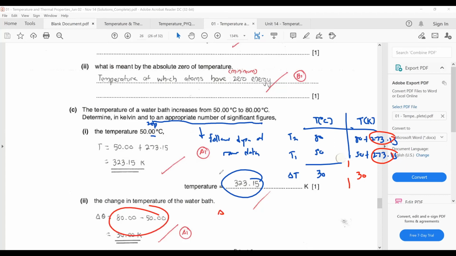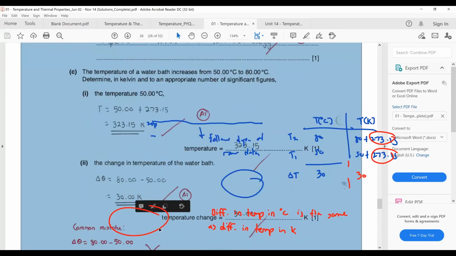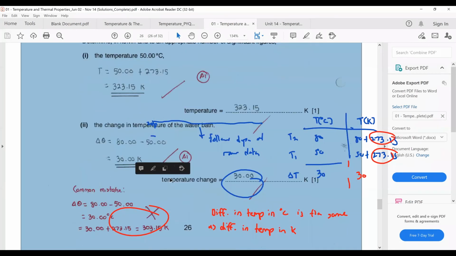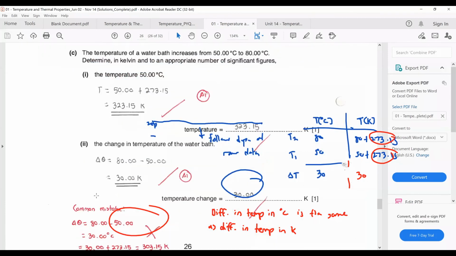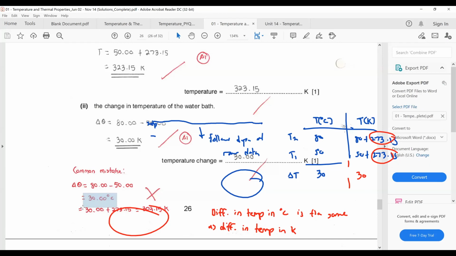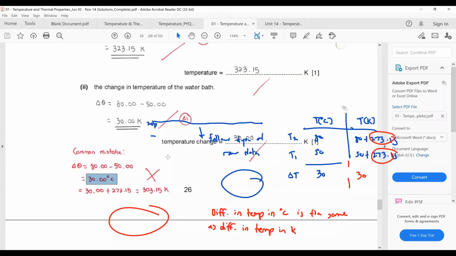Okay. Difference in temperature in degrees centigrade is the same as difference in temperature in Kelvin. Right, so that is the one thing that you just need to know. That's the reason why I did not bother to change it, because you will see from here they will cancel each other off. All right, a common mistake is to take the difference in temperature in degrees centigrade and then change it to Kelvin. This is the most stupid thing to do.